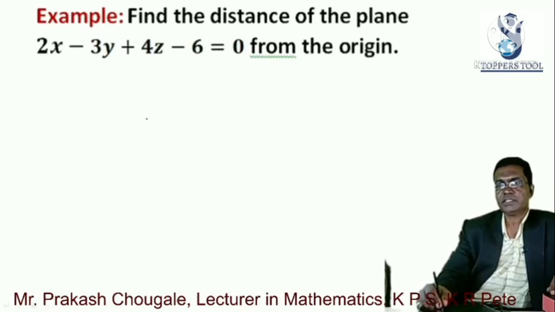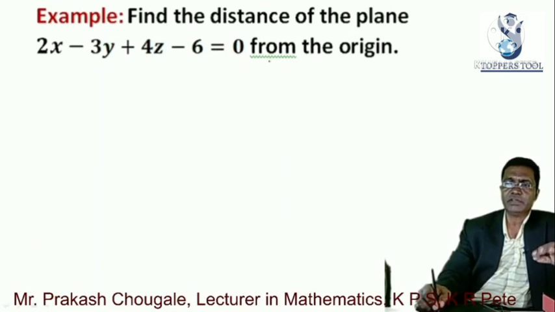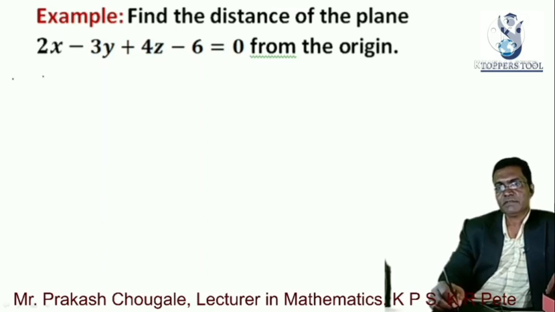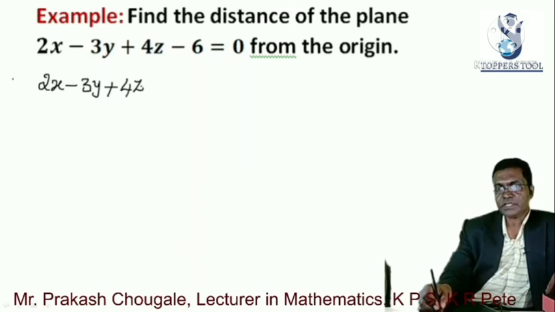So here is one more example. Find the distance of the plane from the origin. Here you are asked just for D. In order to find D, you need to express this in the form Lx plus My plus Nz equal to D. So let me show first. The given equation can be written as 2x minus 3y plus 4z equal to 6.